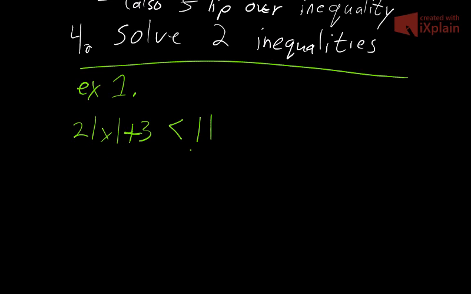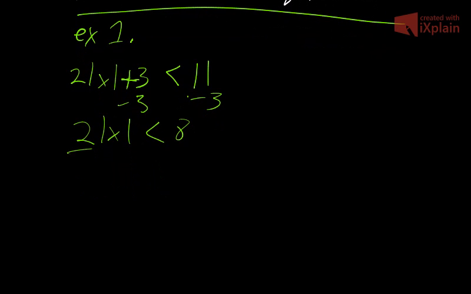Now I'm going to do that. I'm going to start by subtracting 3. I'll get 2 absolute value of x is less than 8. I need to divide by 2. And I'll end up with absolute value of x is less than 4.